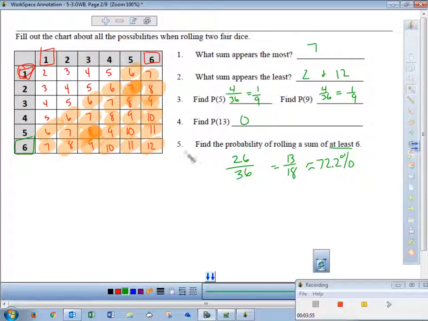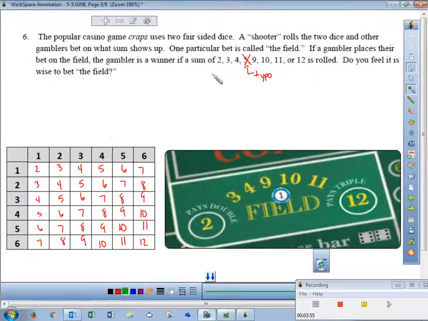So that's probably pretty likely to roll at least a 6 in that situation. So very, very likely. Now we can go to a casino game, craps. You may have heard of it, you may have not.